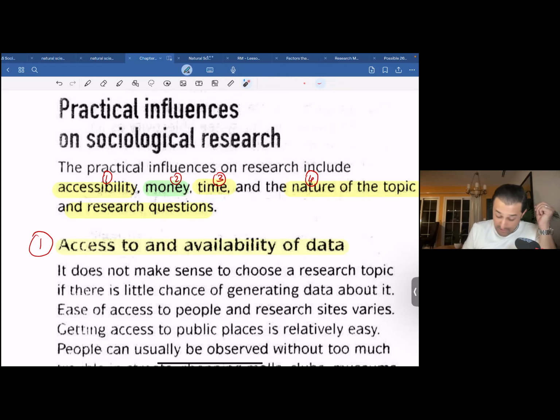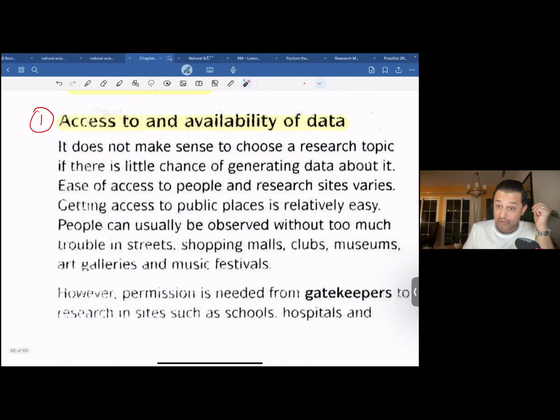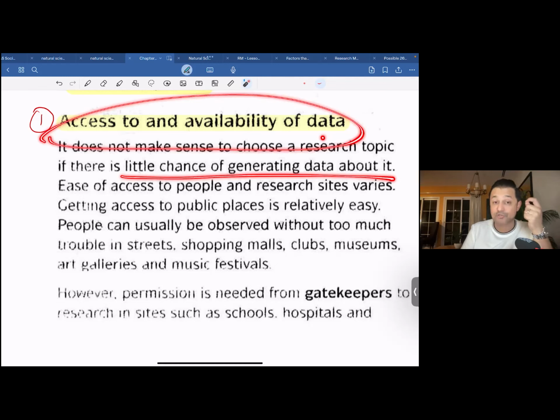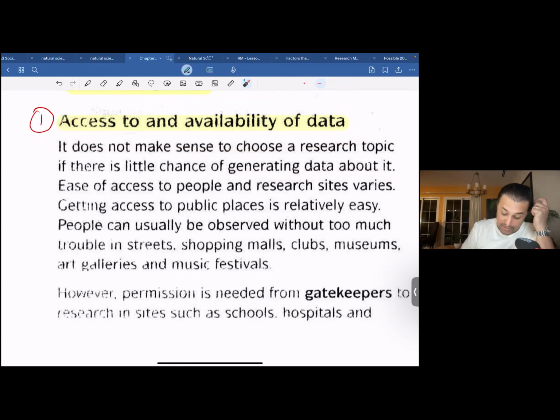To begin with, access to and availability of data, right? It does not make sense to choose a research topic if there's little chance of generating data about it. Of course, the heading pretty much explains it all. If you do not have access to the group of individuals that you want to conduct research on, if they're not available to you, your data collection might be a problem, right? So ease of access to people and research sites varies. Getting access to public places is relatively easier. We all know this. If you want to conduct research at a shopping mall, a cinema, a club, any street, any museum, etc., it would be relatively easier for you.